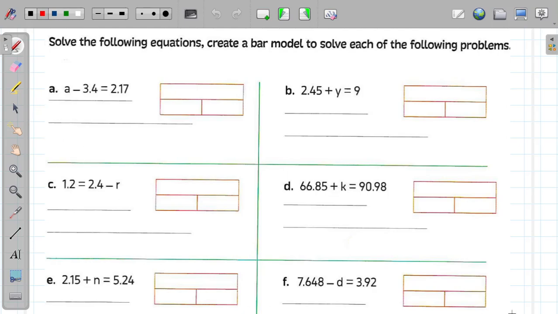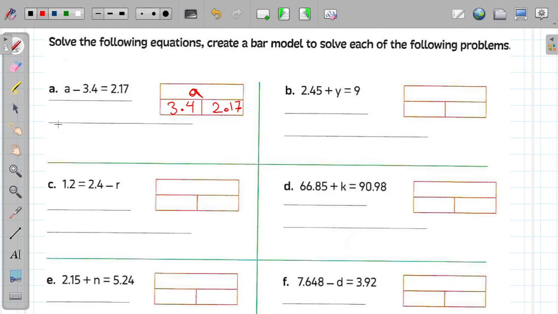The first one here, I have a minus 3.4 equals 2.17. So first I wanted to determine whether the variable here is a part or a total. Here a, I subtract from it, so a is a big number, so a is a total number. So I will write a up first. Next I have the two numbers as parts, so I will write 3.4 and 2.17. Okay, so to find the value of a, I will add the two numbers together.